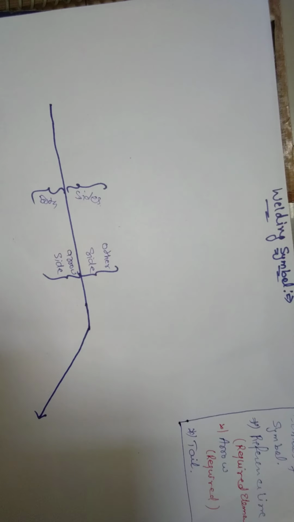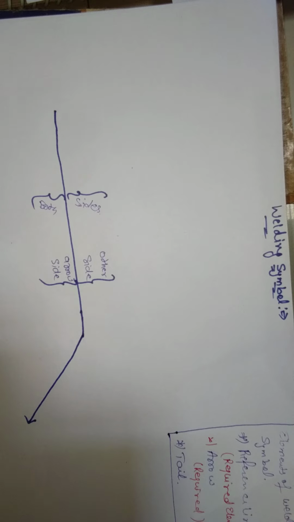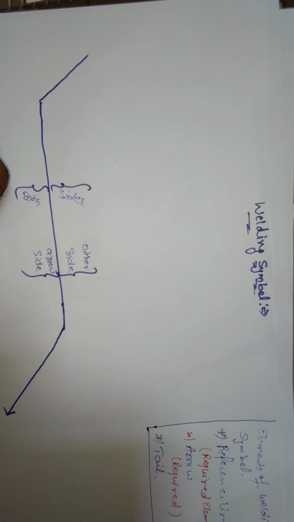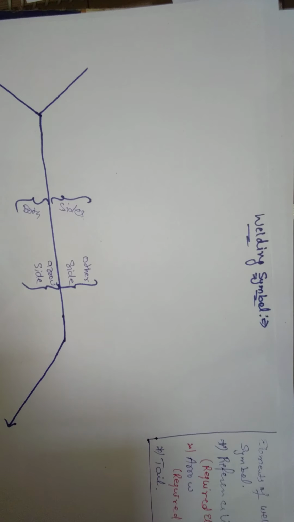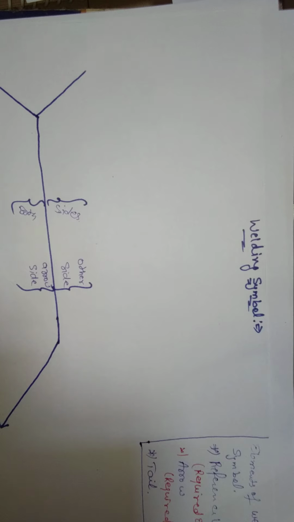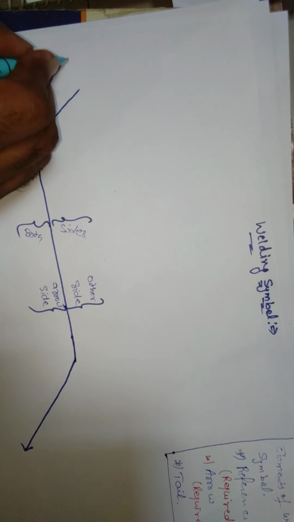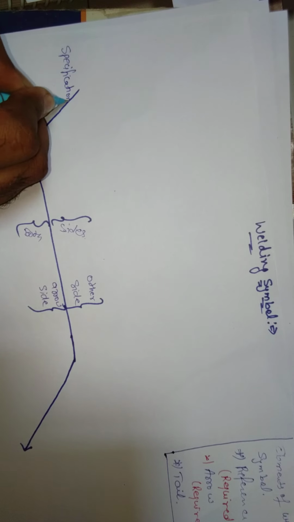Now we will discuss about tail. The tail of the welding symbol is used to indicate the welding and cutting processes as well as welding specifications, procedures or supplementary information to be used in making a weld. It is used to indicate specification, process or reference.